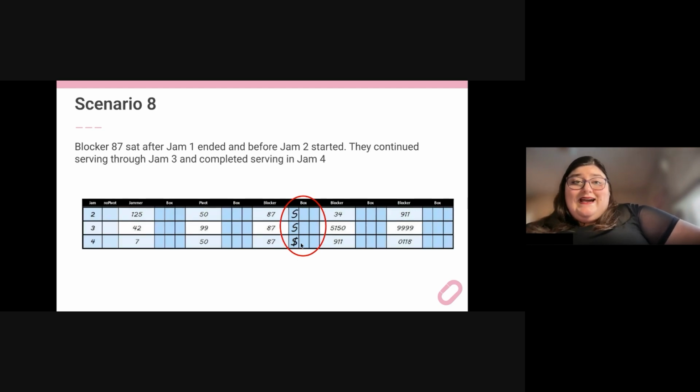So if they sat after jam 1 ended, but before jam 2 started, and then there were a bunch of short jams, so they continued serving through jam 3 and finished serving in jam 4. So you would have, they started between jam 1 and jam 2. Jam 3 was a really short one, so they didn't finish, and then they started jam 4 and completed in jam 4.